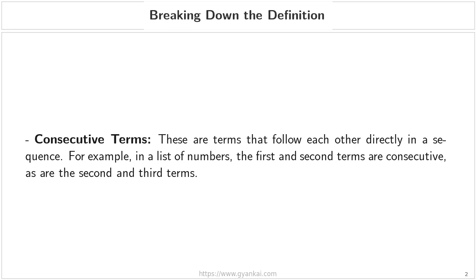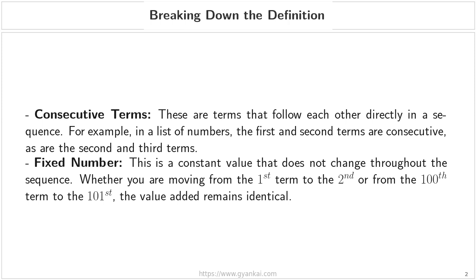Breaking down the definition. Now that we have the formal definition of an arithmetic progression under our belts, let's take a closer look at the specific vocabulary used in that definition. To truly master this concept, we need to break down three key components. First, let's talk about consecutive terms. In mathematics, when we say terms are consecutive, we simply mean they follow one another directly in a sequence without any gaps. Think of it like links in a chain. The first term and the second term are consecutive, just as the second and the third are. There is no skipping any numbers in between.